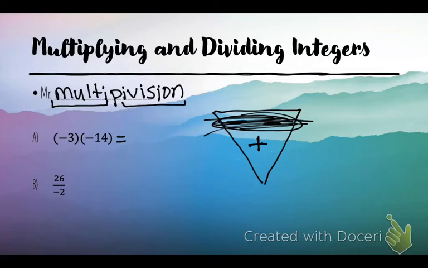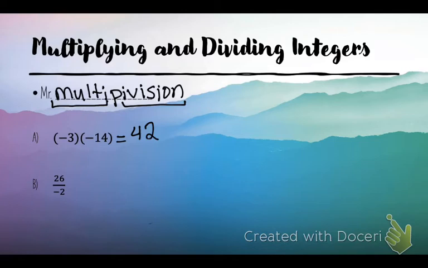And then I multiply 3 times 14. If you can't do that in your head, multiply it out like this, 3 times 14. Okay, so it'll be 42. And it's positive.